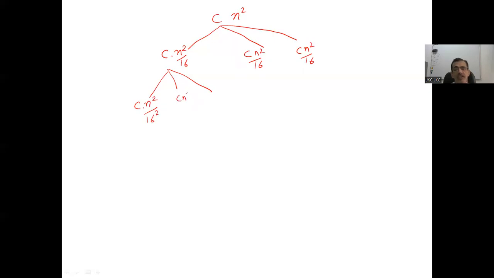This is also Cn square by 16 square, and so, finally reaching T of 1, which is equivalent to 1, and these are leaves. So now I say I have 2 kinds of solutions. I will say level-wise summation is to be found, and that will be a mathematical relation possible. So level-wise summation will make some mathematical series.